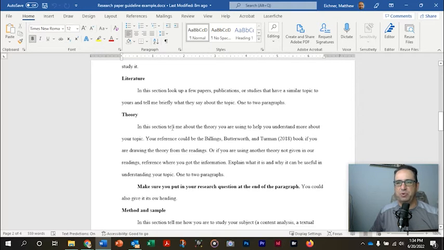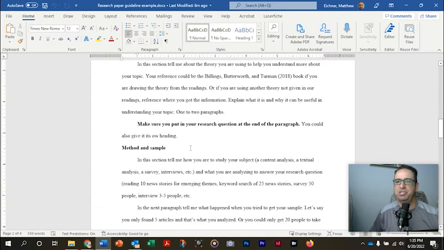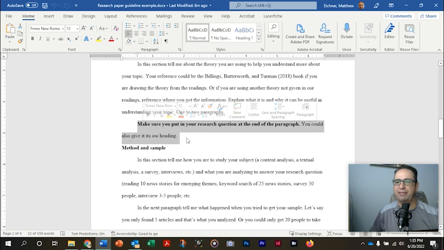The theory, then, we were talking about theories the last couple of weeks. So if you select a theory in the Billings, Butterworth, and Turman book, go ahead and reference it from that book. Otherwise, if you're using another theory from another source, reference that as well. So explain what your theory is and why it can be useful in understanding your topic. And that's 1 to 2 paragraphs, okay? So make sure you put your research question at the end of this paragraph, okay? I really want to make sure that you have your research question there at the end of your theory paragraph.